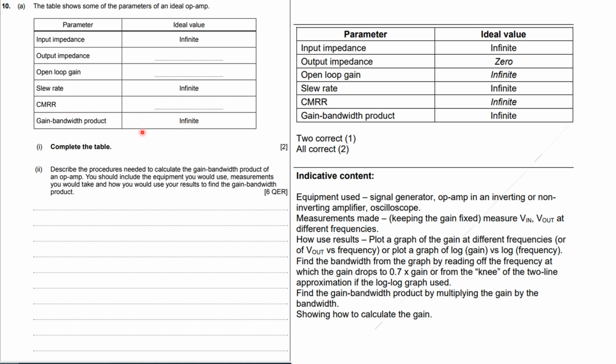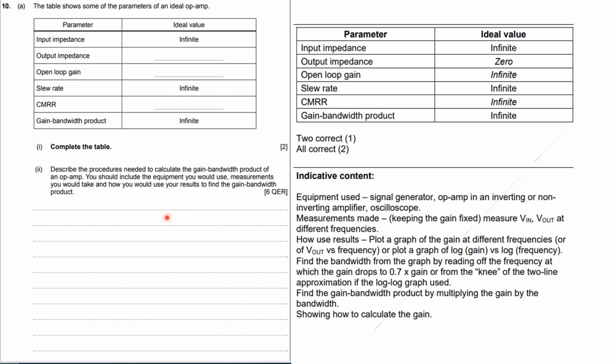Okay, right, how would we calculate the gain bandwidth product? We have done this before. Last year we did it using Excel. If you haven't got Excel and you're doing it in reality, then you're going to need an oscilloscope, an inverting or non-inverting op amp, and a signal generator. Set the inverting op amp up, keep the gain fixed, and then change the frequencies. Then you can observe V out on the oscilloscope and plot a graph.